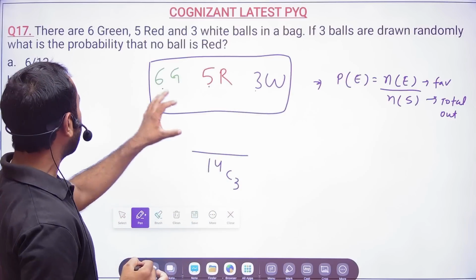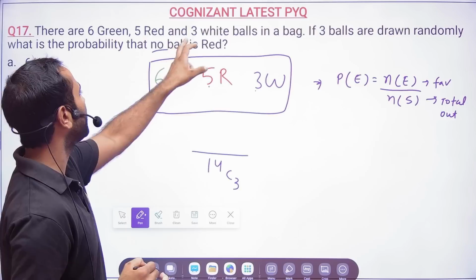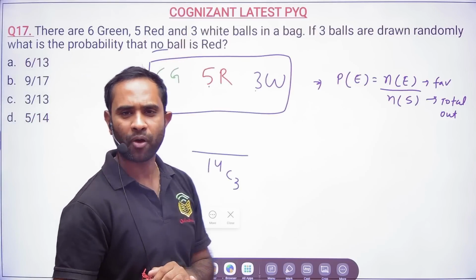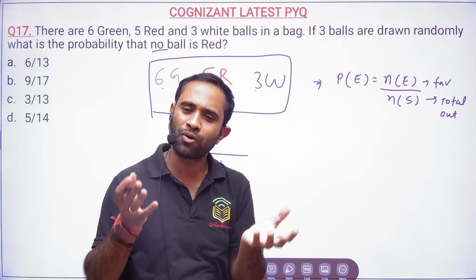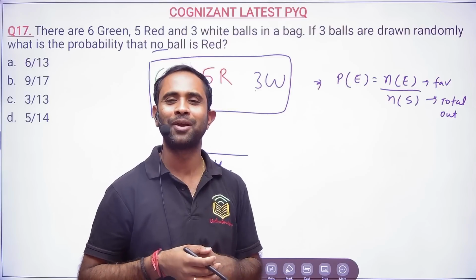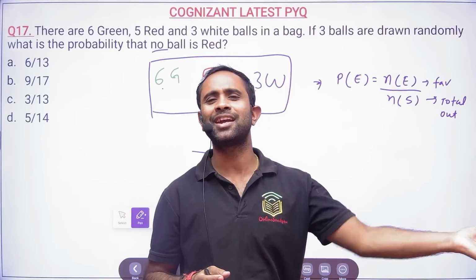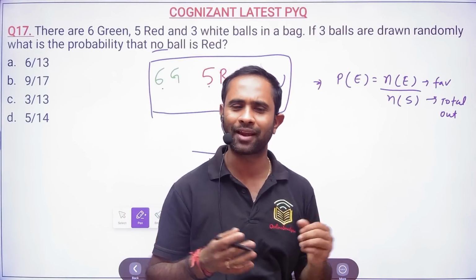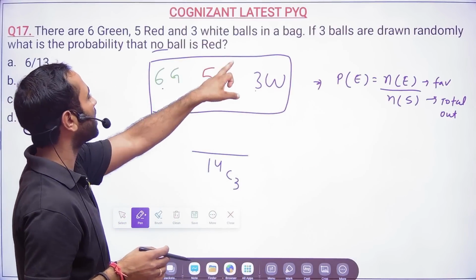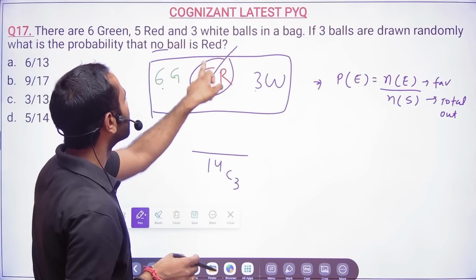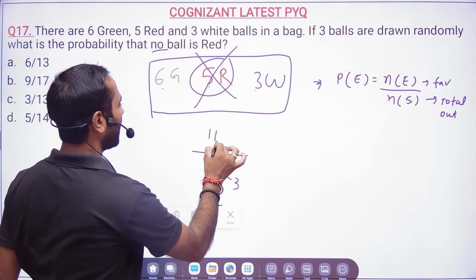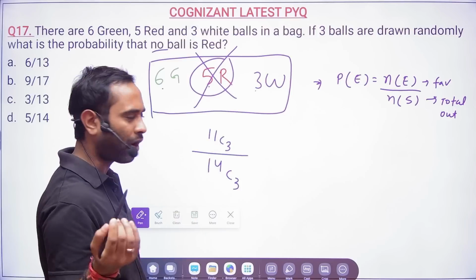Now, that ball should not be red. None of the balls is red. If you don't want a red ball, don't take from red. If you don't want to eat non-veg, don't go inside the non-veg hotel. Simple, right? So if you don't want a red ball, then don't take from red. You take 3 balls from green and white. Problem is solved.